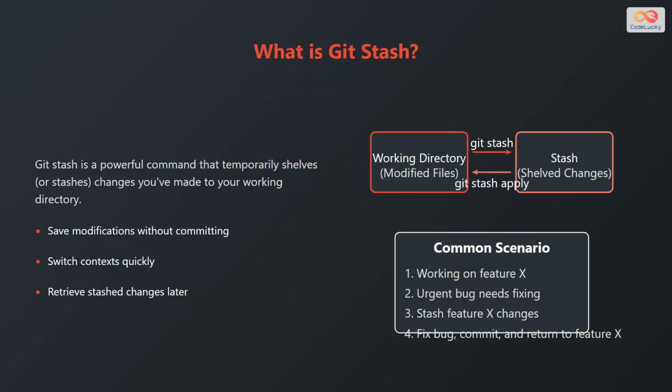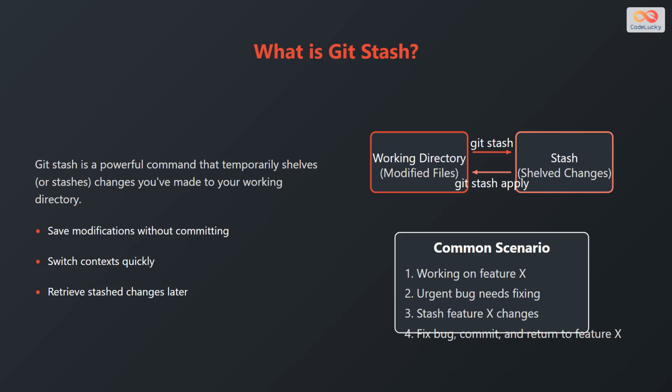Git Stash is a powerful command that temporarily shelves or stashes changes you have made to your working directory. It allows you to save modifications without committing them, switch contexts quickly, and retrieve stash changes later.